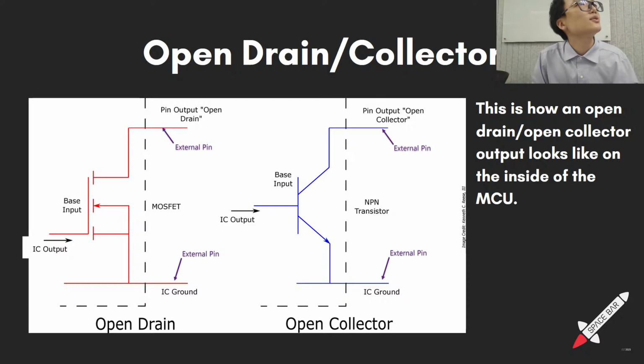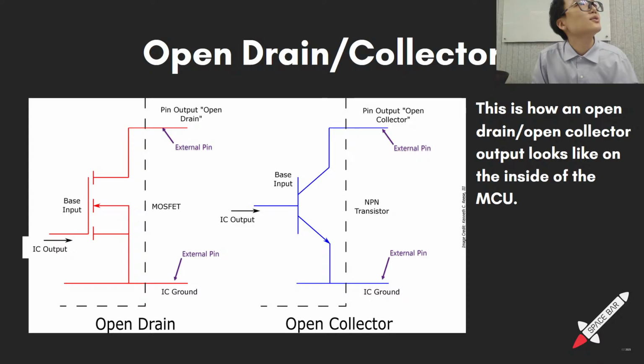Later I'll show you, but typically this is useful when you want to connect multiple outputs in parallel. So this kind of GPIO cannot set the pin to high at all. It can only set it to low. It can only pull it to ground.